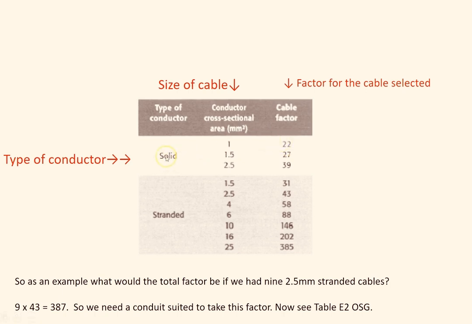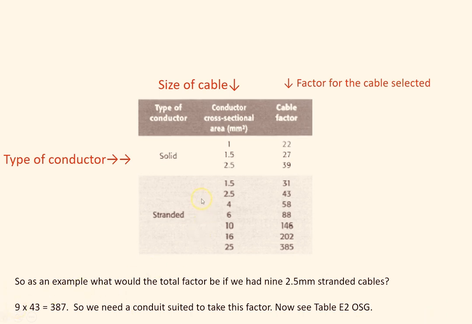Now it's quite important that you get these the right way, because as you can see here, a solid 1.5 cable has a factor of 27, but if it's stranded and still the same size, it's now got a factor of 31. So it makes a difference. So as an example, what would the factor be if we had 9 2.5mm stranded cables? What do we actually need? So it's quite simple maths.